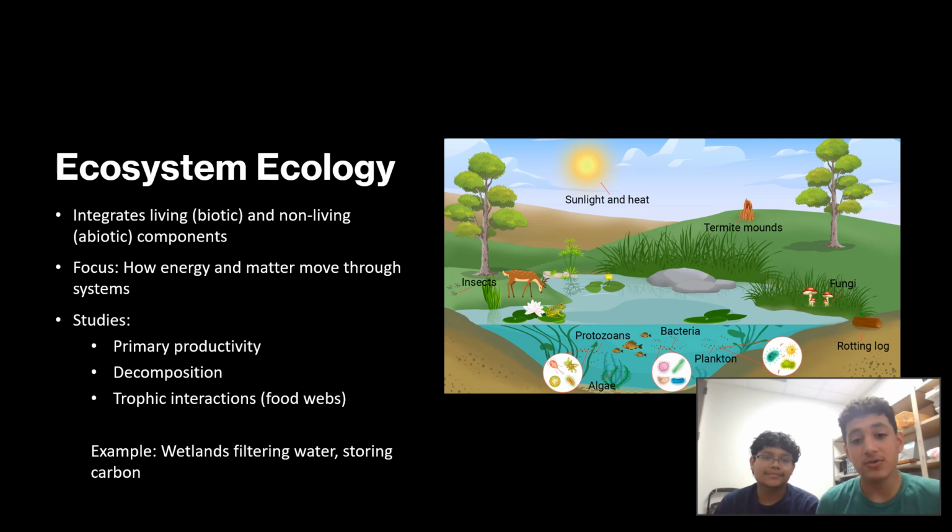Now we're going to cover ecosystem ecology, which integrates living, or biotic, and non-living, or abiotic, components. To focus, we need to know how energy and matter move through systems. Some studies we could do are primary productivity, decomposition, and trophic interactions like food webs. Some examples are wetlands filtering water and storing carbon. In the image, we can see how an ecosystem works together to maintain balance. Like right here, you have the rotting log, which is an abiotic factor, and then we have biotic factors such as bugs or other organisms living in there.